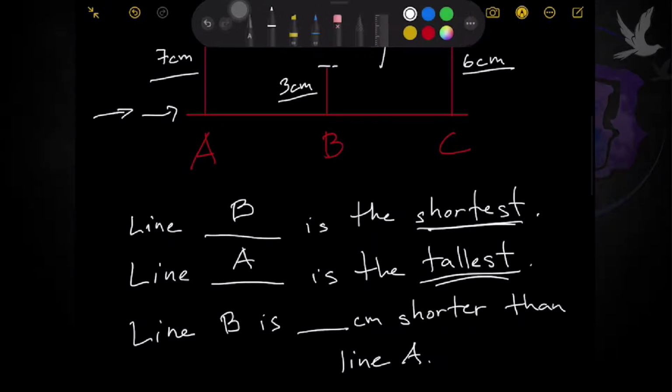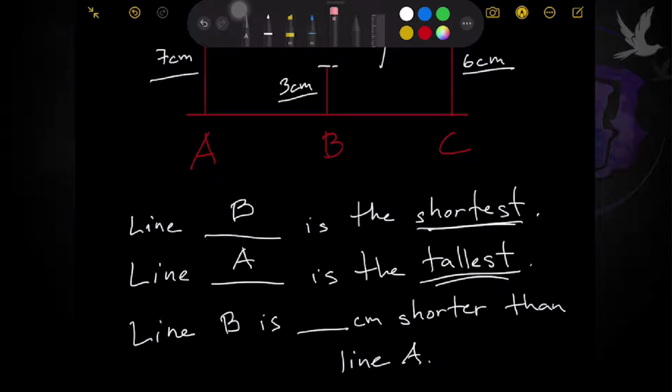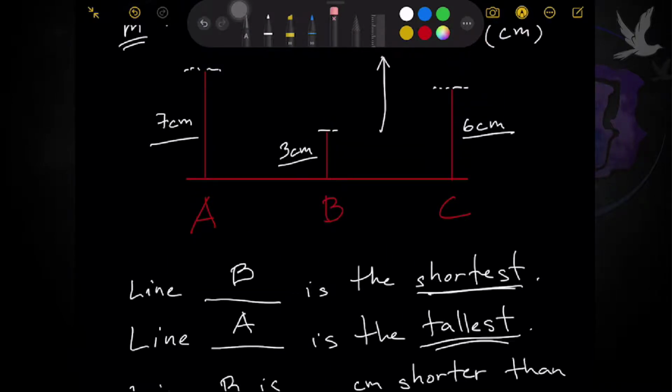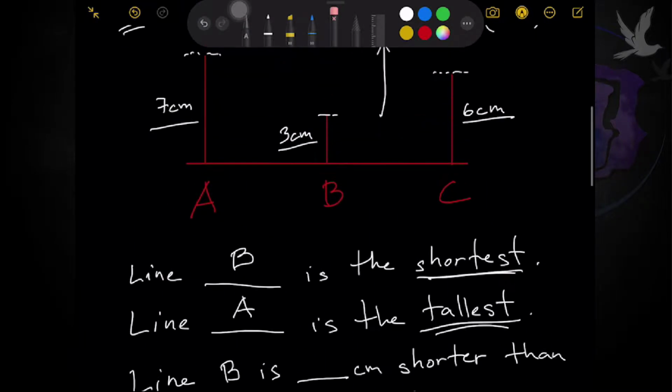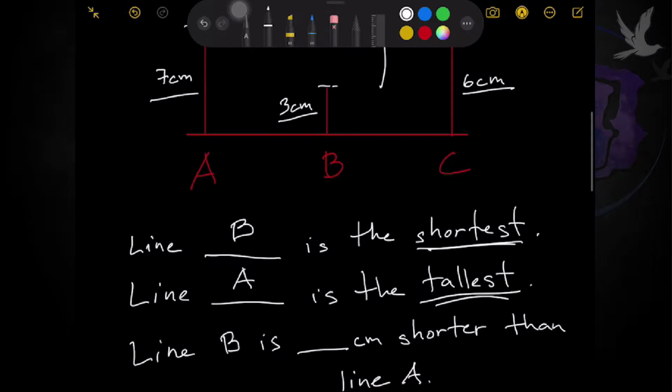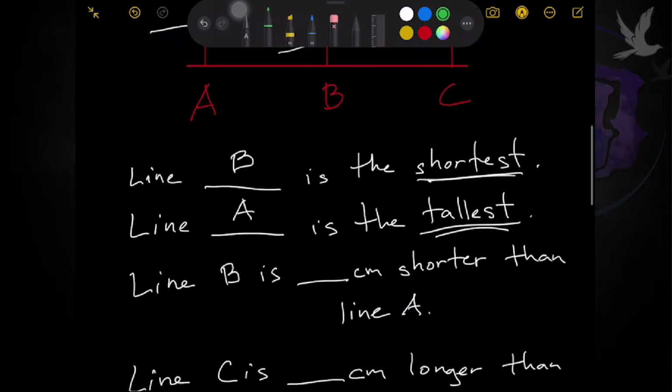Now, here comes the complicated part. Not that complicated though. Line B is blank centimeters shorter than line A. If you notice that line B is shorter than line A. But how many centimeters is line B shorter than line A? So if you notice, we have our clue word here, which is than. Than basically refers to comparing. No? You are comparing. For example, this boy is taller than the other boy. So you are technically comparing.